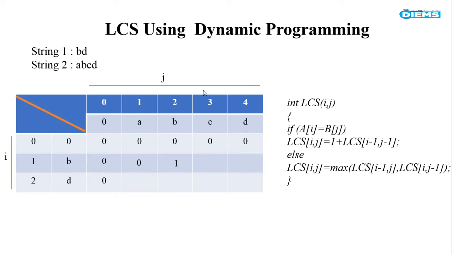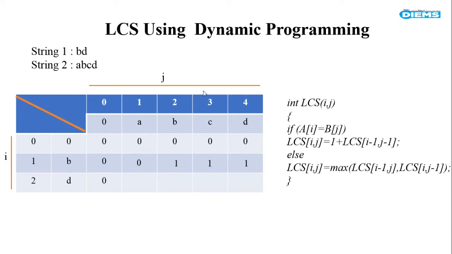Now next, B will be compared with C. Again the characters are not matching with each other, so choose the maximum value between 1 and 0. This is 1. Then B and D. Again, it is not matching, so choose the maximum value between 0 and 1. Again, the maximum value is 1. Go for the next row.